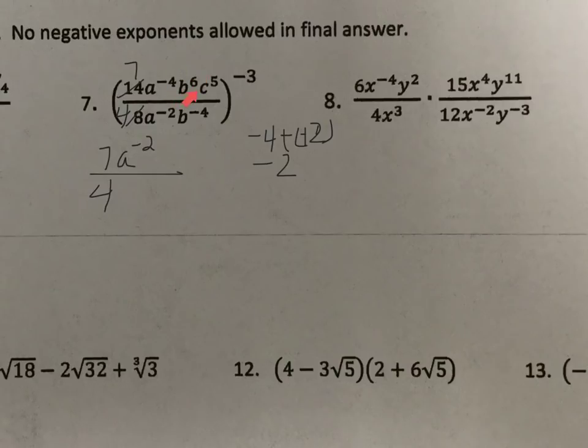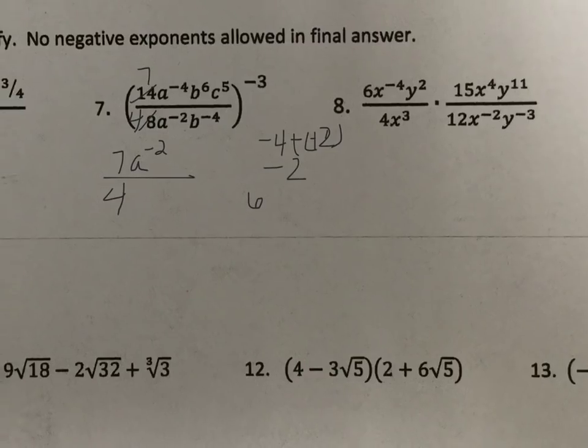B to the 6th divided by b to the negative 4. I'm going to subtract my exponents. So I get 6 minus negative 4. That becomes plus. So we get b to the 10th. And then c to the 5th. And there's no c on the bottom. So I just leave the c to the 5th.